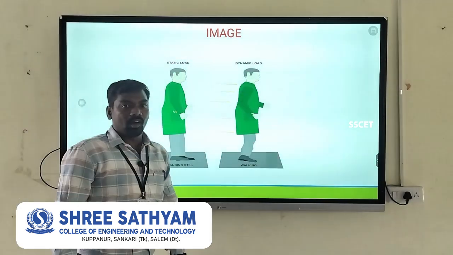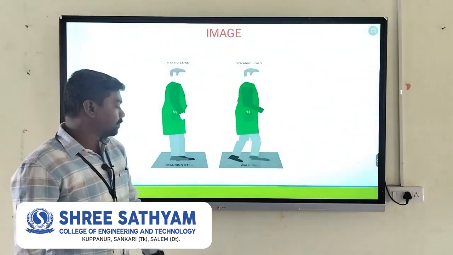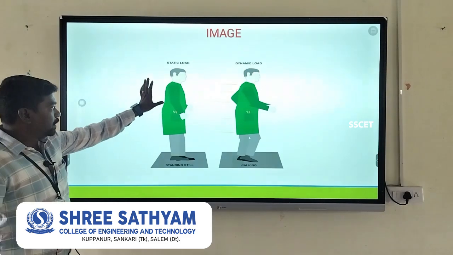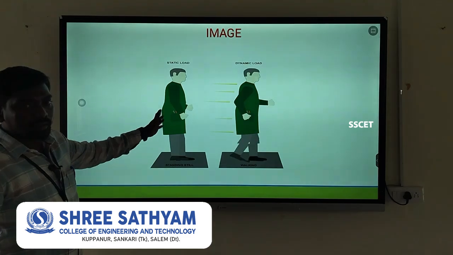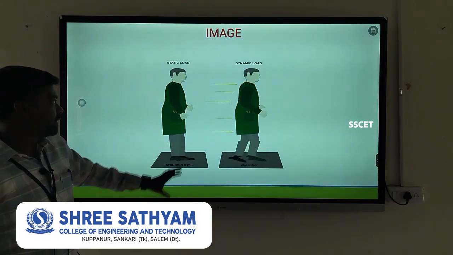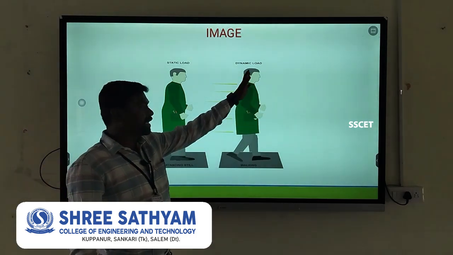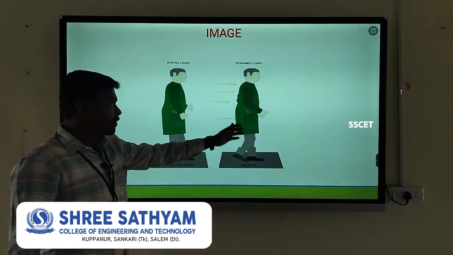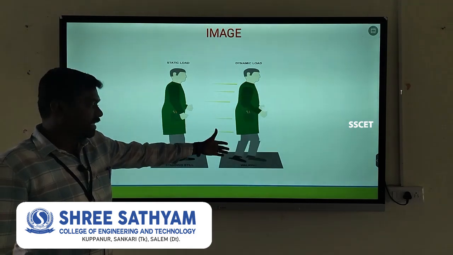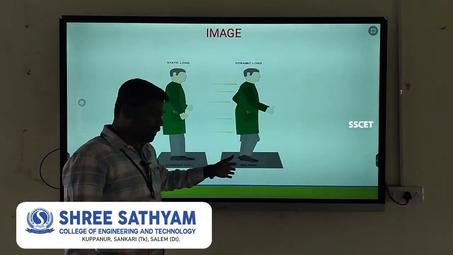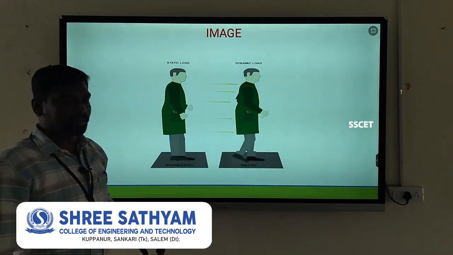This is an animation video, an example of static load and dynamic load. See the image: one person is standing in one place, this man doesn't move to another place. So this is called static load. See the next image, this is the example of dynamic load. See, the man is moving. He is not standing; he is walking from one place to another place. So this is the example of dynamic load. Understand?